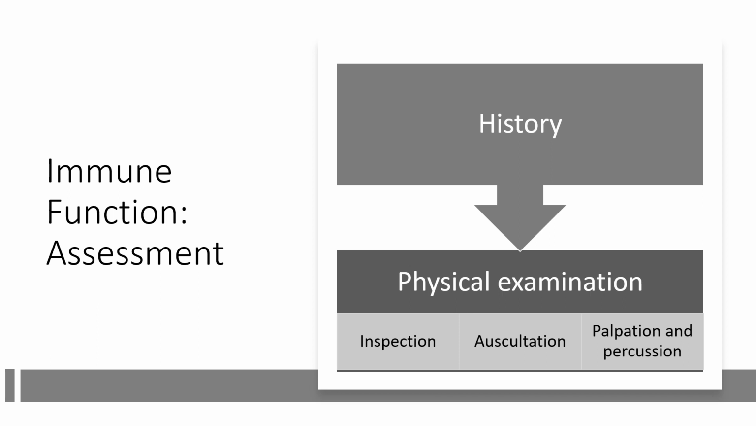So, immune function assessment. As a nurse, how do we assess a patient's immune function? For history, we're going to think about the patient's age. What medications are they on? Are they on something that is going to make them immunocompromised? Allergies, what allergies do they have? Do they have a current problem? Are they experiencing an illness already?